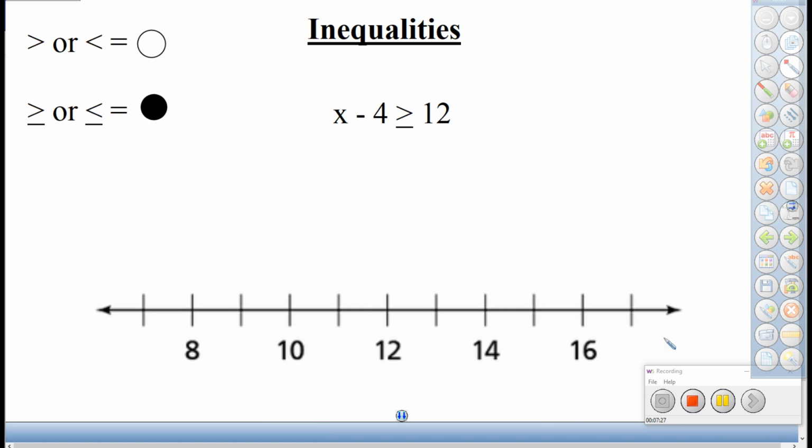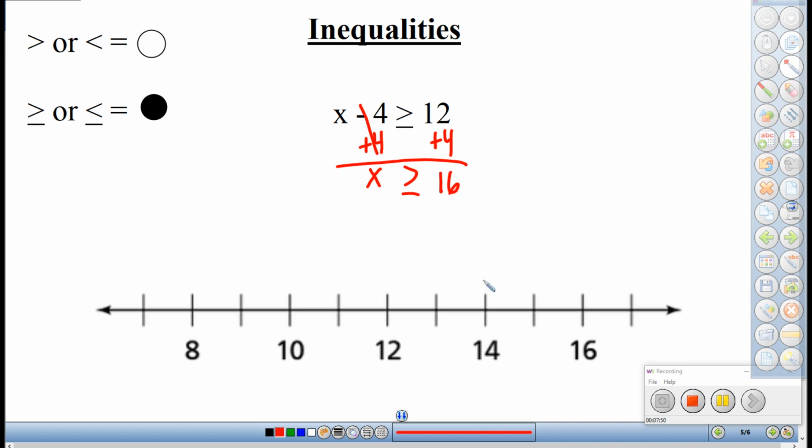Look at the next question. We have another basic inequality. x minus 4 is greater than or equal to 12. So again, we're going to solve by, this time, doing addition, just like we would have with the equations. Negative 4 plus 4 gives us 0. We have x greater than or equal to 16.